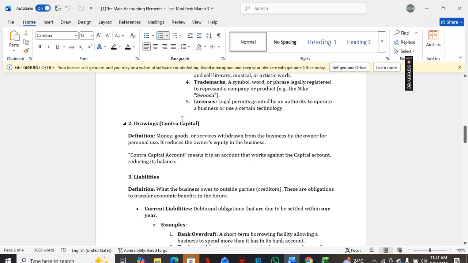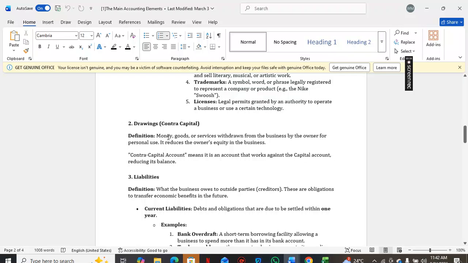This is when the owner of the business removes money or resources from the business for personal use. This is especially with sole traders, and also partnerships. When you remove money from the business for personal use, or any other resources, that is what is called drawings.